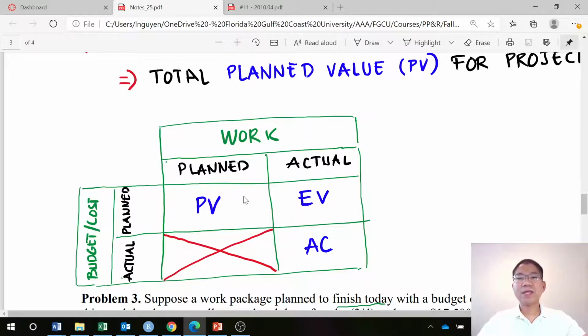And then the last one is that the work is actually accomplished, and the money or the cost or the budget is actually spent, then it is called AC. So that's what we have for PV, EV, and AC.